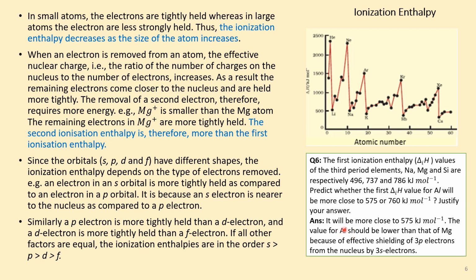Answer: it will be closer to 575 kilojoules per mole. The value for aluminum should be lower than that of magnesium because of the effective shielding of the 3p electrons from the nucleus by the 3s electrons.